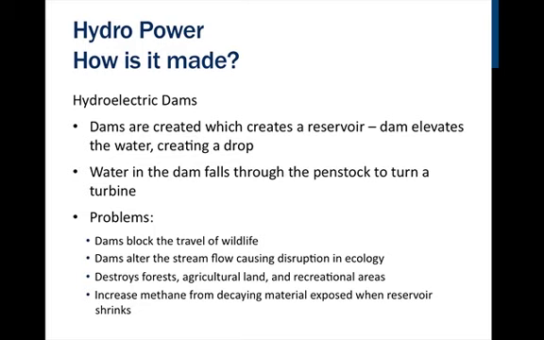Dams alter the stream flow, causing disruptions in the plant and animal ecology in an area. They destroy forests, agricultural lands, and recreational areas in the large reservoirs that they create. Recent reports have linked reservoirs to a significant release of methane from decaying organic matter that is exposed when the reservoir shrinks. The shrinkage also increases bug populations and disease.